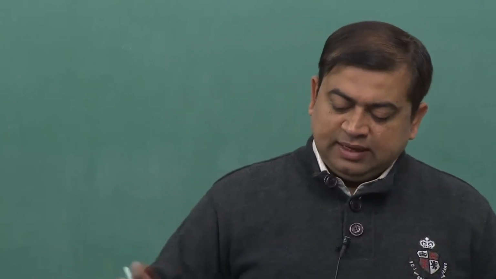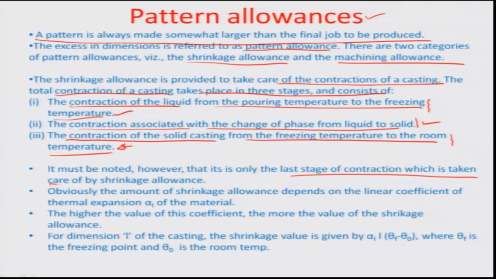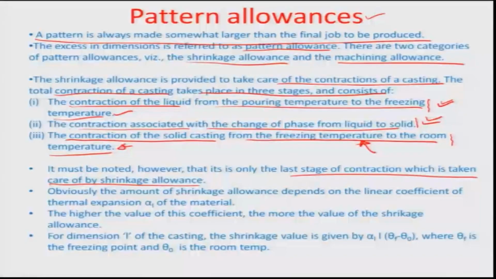It must be noted, however, that it is only the last stage of contraction which is taken care of by the shrinkage allowance, because for these 2 stages, that is the liquid contraction and the change from liquid to solid, the contraction is very minor and need not be considered, and probably some of it always gets cleared off because of machining and other processes which follow the casting process. So obviously, the amount of shrinkage allowance would depend on the linear coefficient of thermal expansion of the solid material, that is alpha L. Once the freezing has happened, the major shrinkage always takes place after that freezing process.